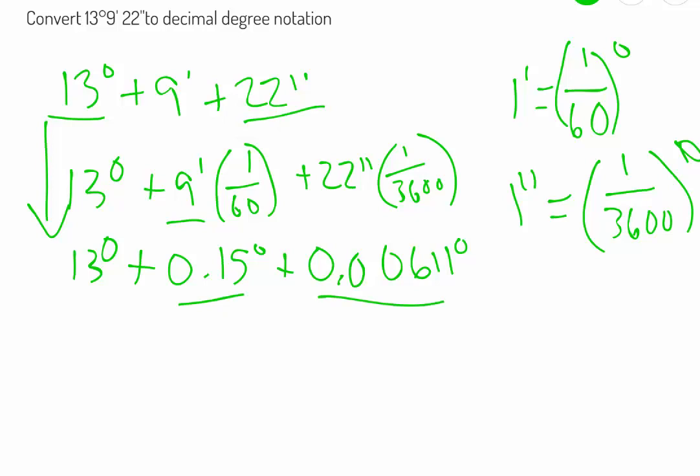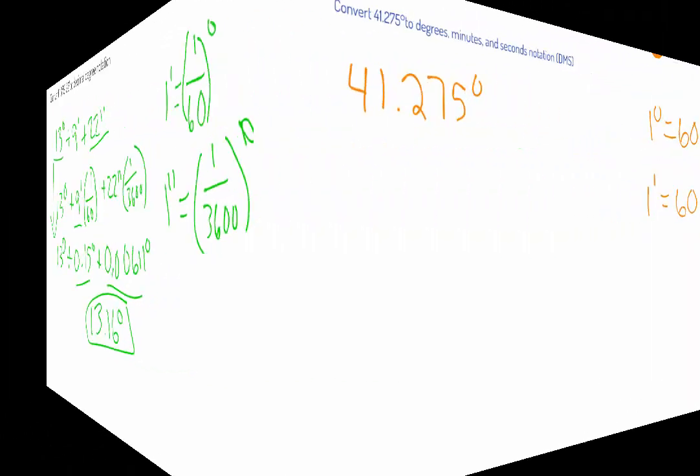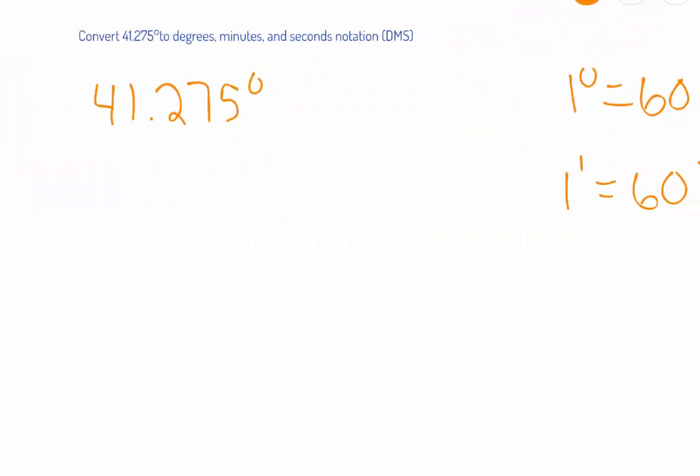The only thing left is to add all of these together since they're all now in degree form. We are going to round this to 2 decimal places. When we do that, we get 13.16 degrees.